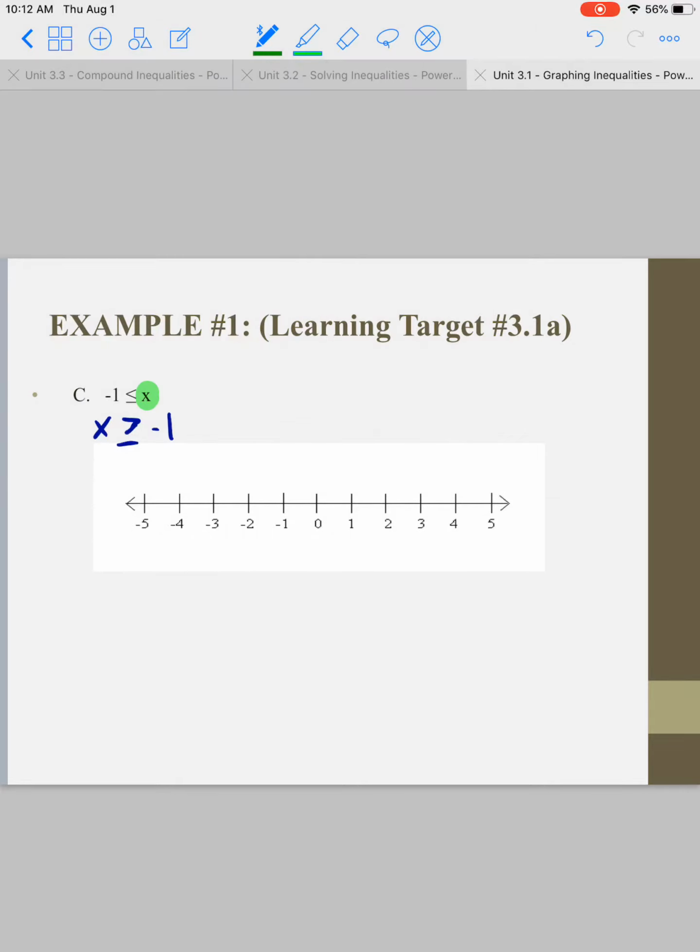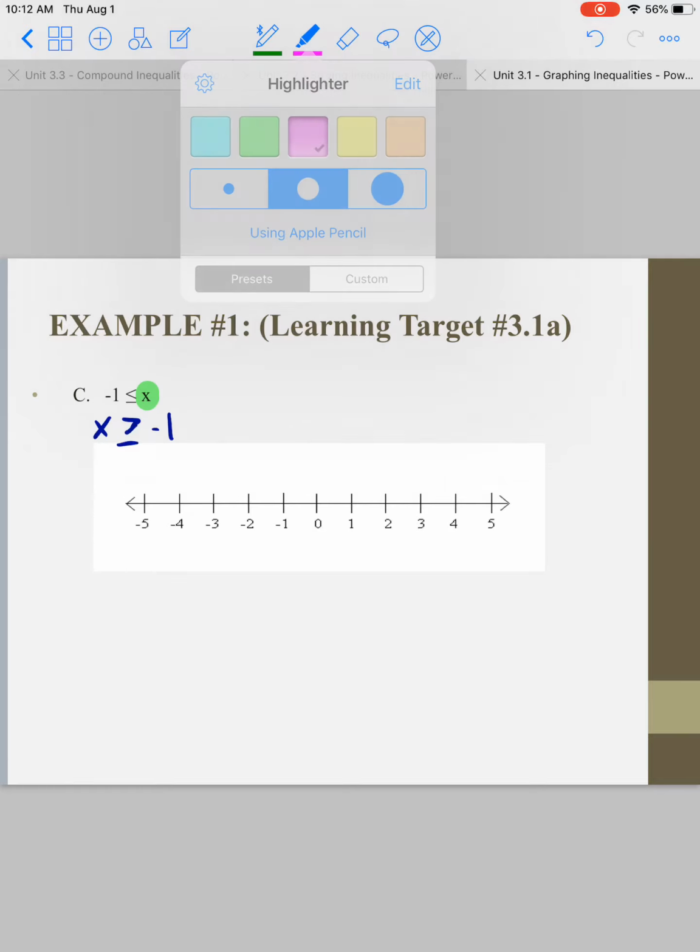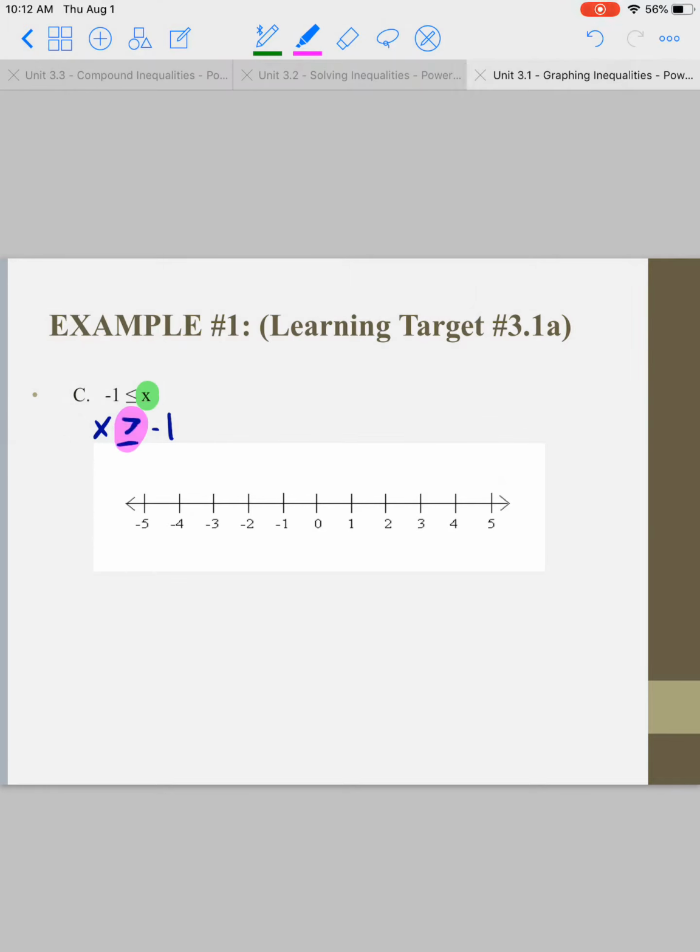Think about it. Do you have an open circle or a closed circle here? The rules we've discussed, we know it's going to be closed. We know it's going to be at -1. We know it will be at -1 here. Our shading will be to the right, because what that's saying is every number that I have shaded is going to be greater than or equal to -1.